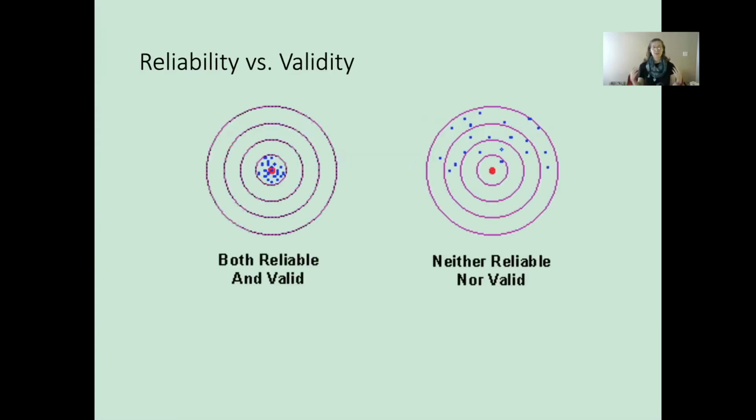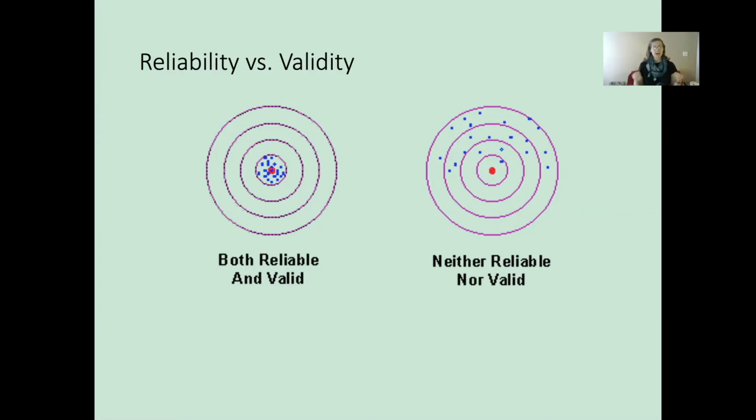So we're looking at two bullseyes here. There's one on the left with the label both reliable and valid. It has 4 concentric rings in this kind of purple color. We've got a red dot in the center to indicate the bullseye, the actual target, and then we have dots to indicate where the darts were thrown or where the arrows landed after they were shot. Those little blue dots show that the hits are clustered very, very close to the center dot. One of them is actually on it. And they're also clustered very, very close together.